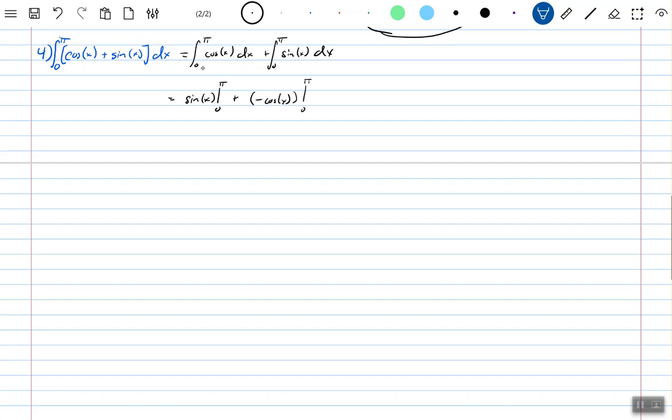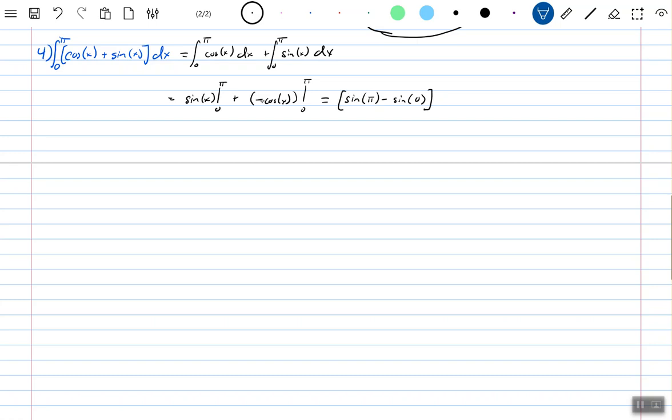So when we do the antiderivative step, we get this integral is equal to sine of x from 0 to pi plus negative cosine of x from 0 to pi. Now, plug in the endpoints. We get sine of pi minus sine of 0.